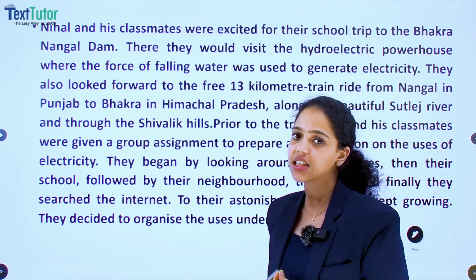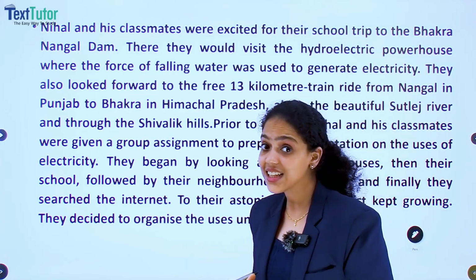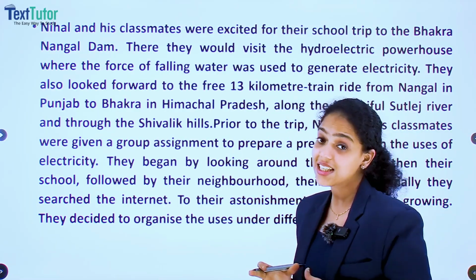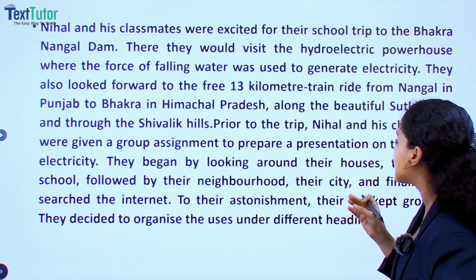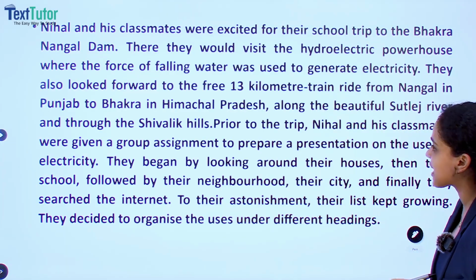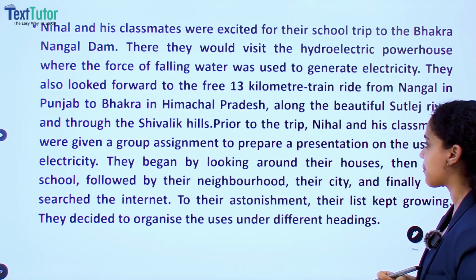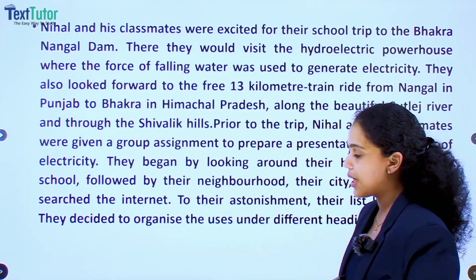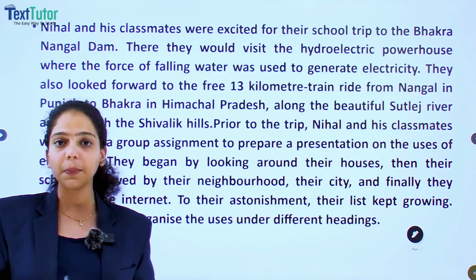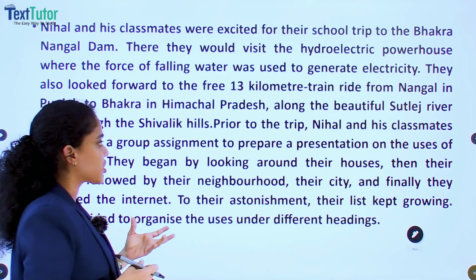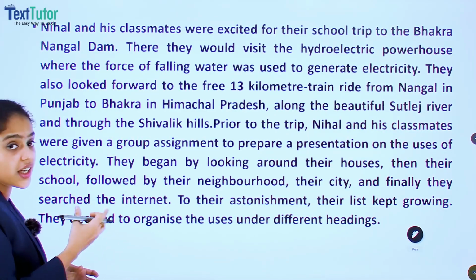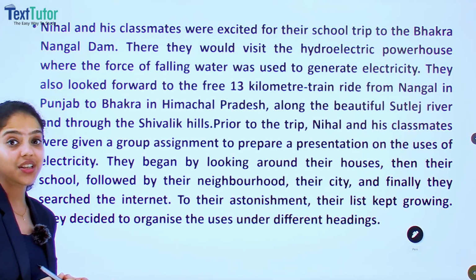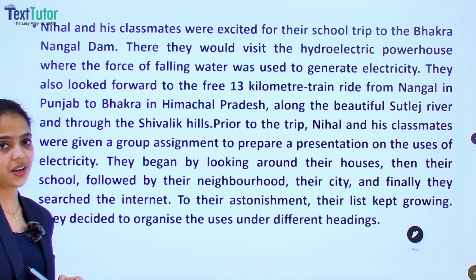This train travels along the side of the Sutlej River and we can see it is going through the Sivalik Hills. Prior to the trip, Nihal and his classmates were given a group assignment to prepare a presentation on the uses of electricity. Before going on the trip, the teacher gave the children this assignment.